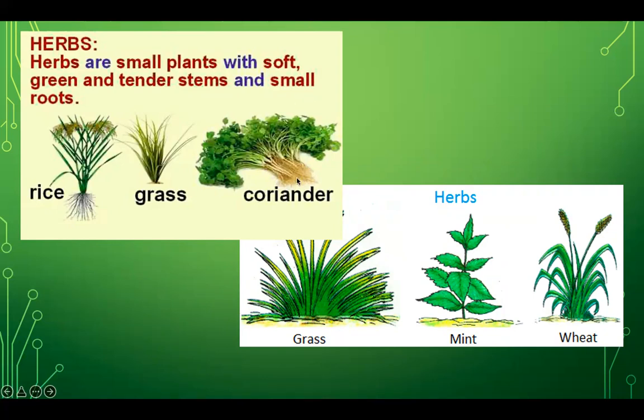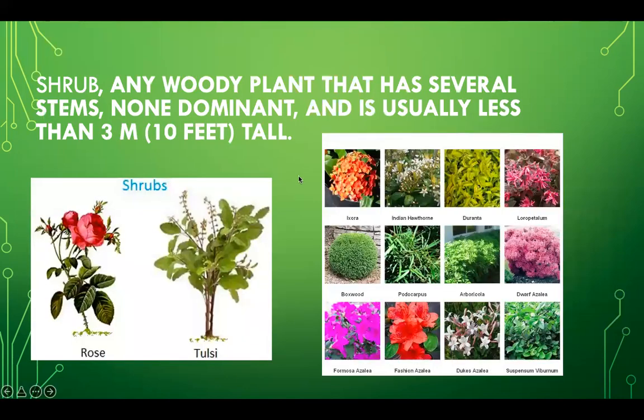So these herbs will not survive for years. Maybe it can survive for 1 or 2 years maximum. But a tree's lifespan is much bigger. A tree can survive for 100 years sometimes. Some trees last for 100 years. But grass, rice, and coriander used to regrow, but the thing is, they are not lasting for years.